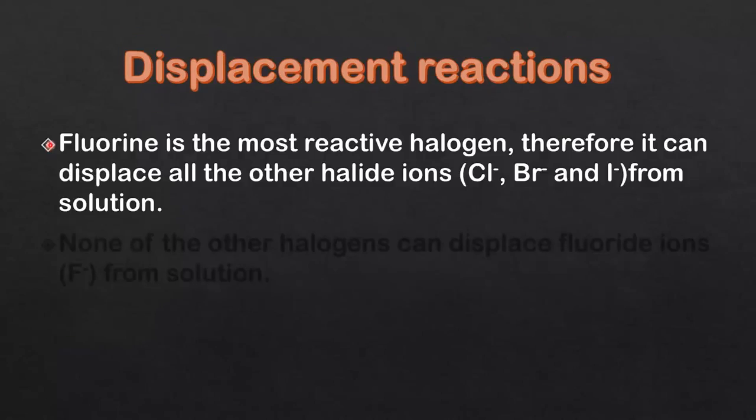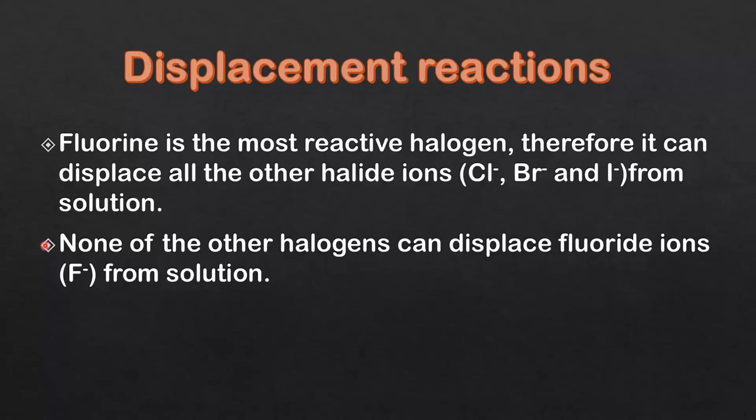And finally, fluorine. Fluorine is the most reactive halogen, therefore it can displace all the other halide ions, that's the chloride ion, the bromide ion, and the iodide ion from solution. None of the other halogens can displace fluoride ions from solution.